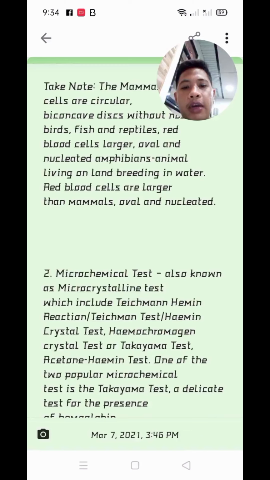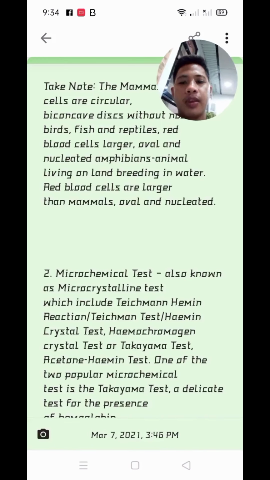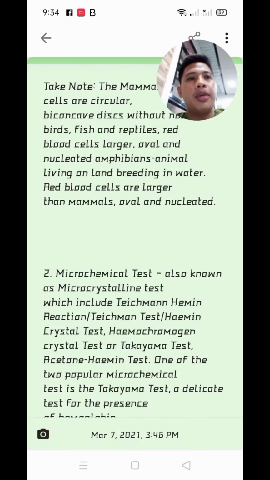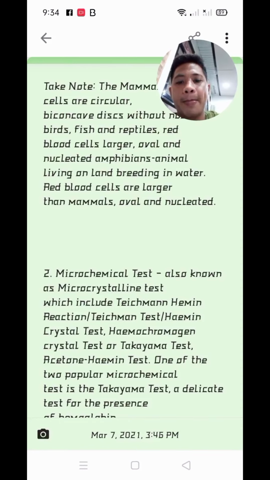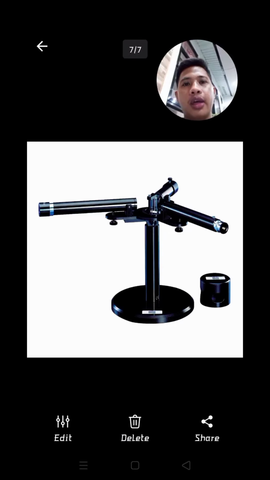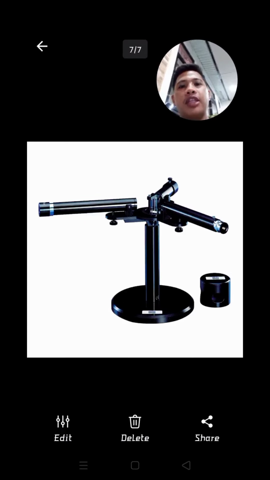Number 2, the microchemical test. It analyzes the examination of the behavior of small particles with other chemical agents, along with other information developed by direct observation, that provides valuable information used to identify particles. So guys, this is used to identify a chemical agent, analyzing the behavior of a chemical.